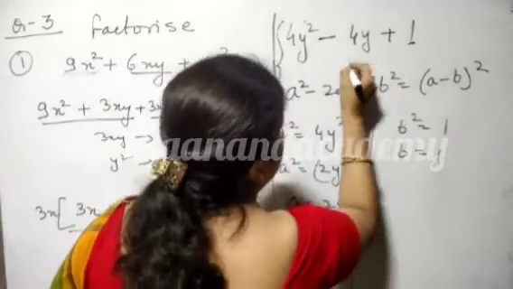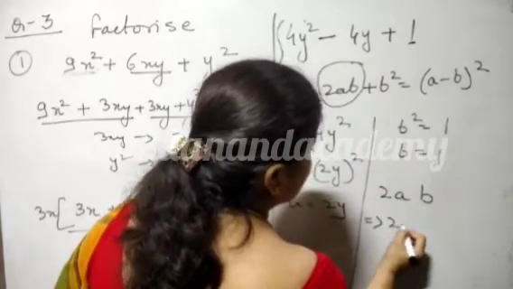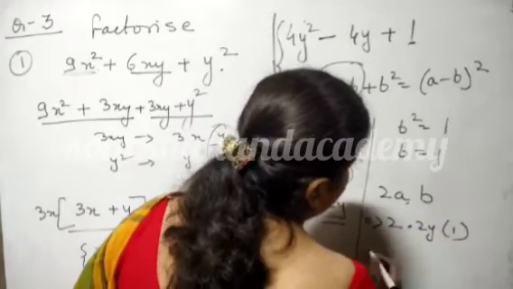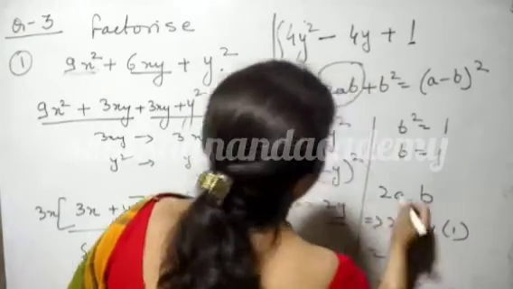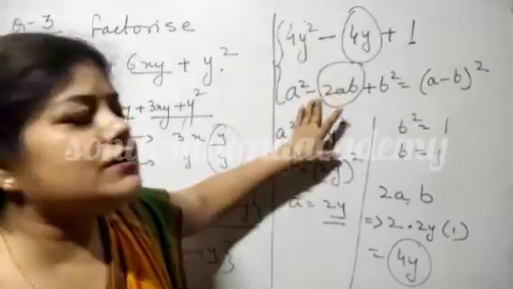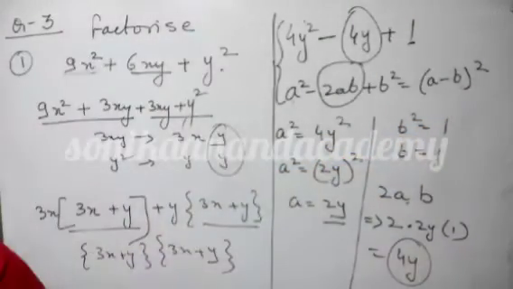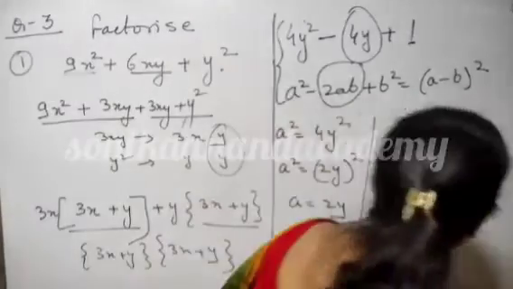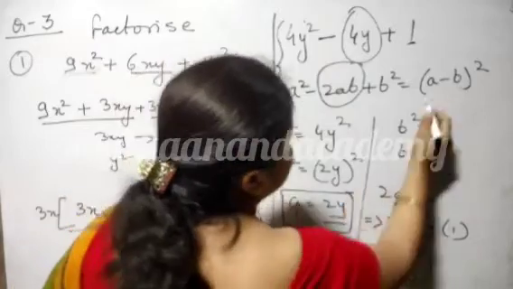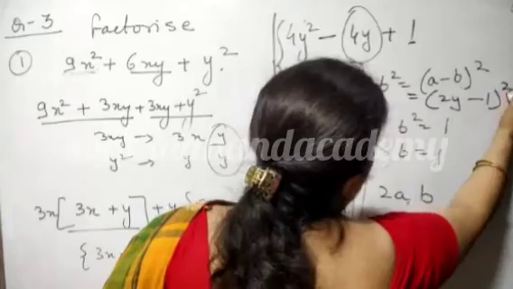Now, in the middle we have 2ab, 2 into a into b. Value of a is 2y and value of b is 1. We get 4y. We see that in the middle we have 4y. So we can adjust this equation in this form and our answer is directly (a minus b) whole square. So the value of a is 2y and the value of b is 1, whole square.